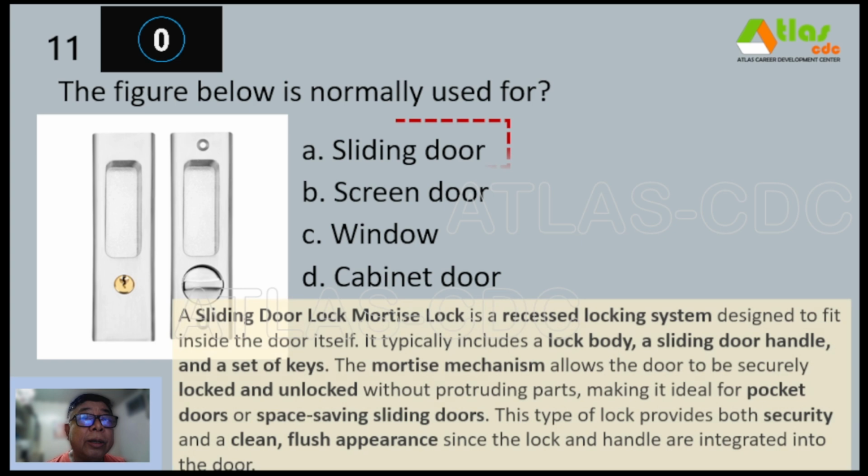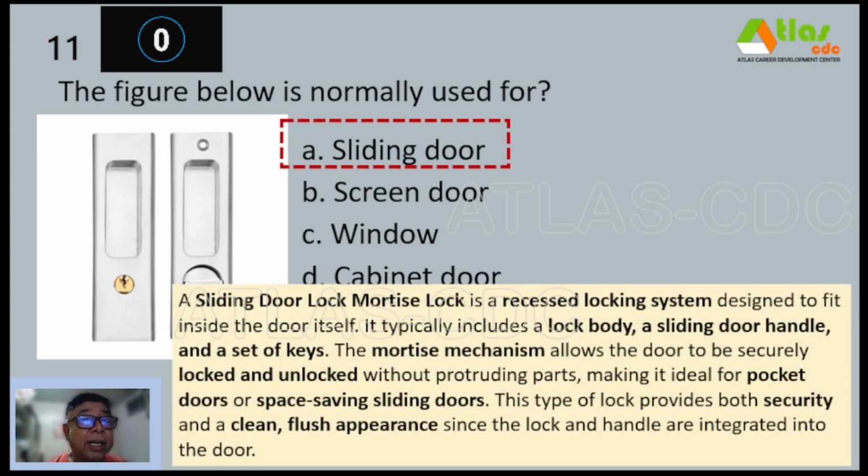And our correct answer is letter A, sliding door. So a sliding door lock, mortise lock, is a recessed locking system designed to fit inside the door itself. It typically includes a lock body, a sliding door handle, and a set of keys. The mortise mechanism allows the door to be securely locked and unlocked without protruding parts, making it ideal for pocket doors or space-saving sliding doors.